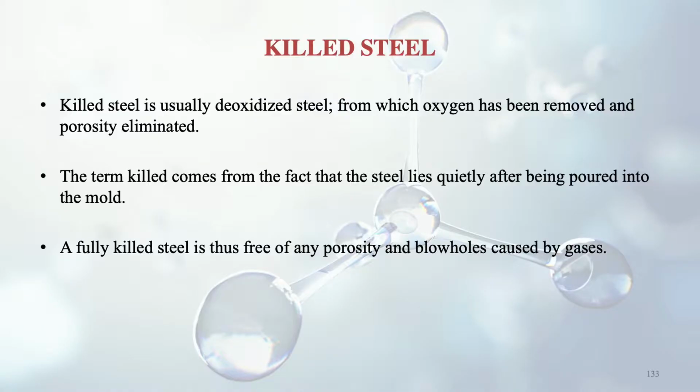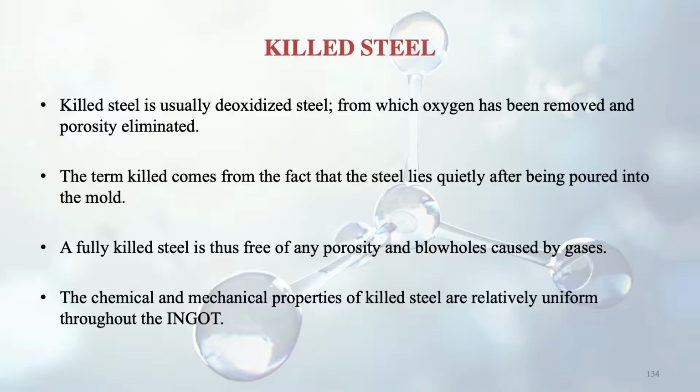A fully killed steel is thus free of any porosity and blowholes caused by gases. So a killed steel has these properties, that it doesn't have any porosity and blowholes because all the gases including the oxygen have been removed. The chemical and mechanical properties of killed steel are relatively uniform throughout the ingot. So chemical and mechanical properties don't vary too much.